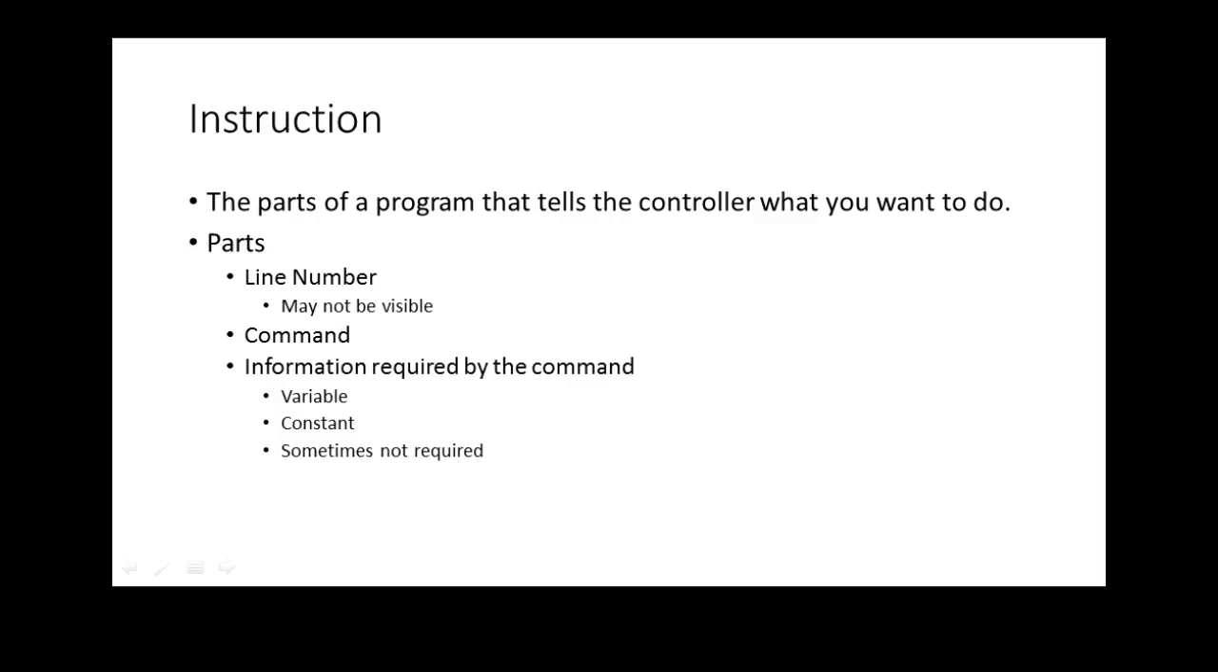Online programming, teaching the program with the teach pendant. The parts of an instruction, we have a line number, then we have a command, and then we have the information required by the command, right? If required. So a lot of times the information required by the command is an optional feature. But it's going to be in every move instruction that you're doing right now. Every move instruction requires information.